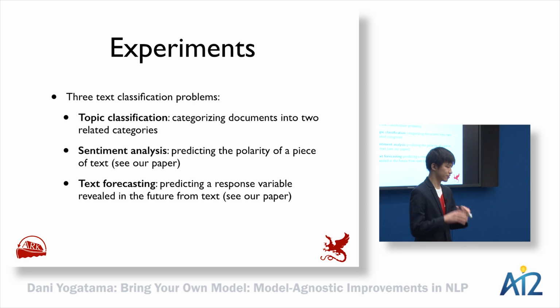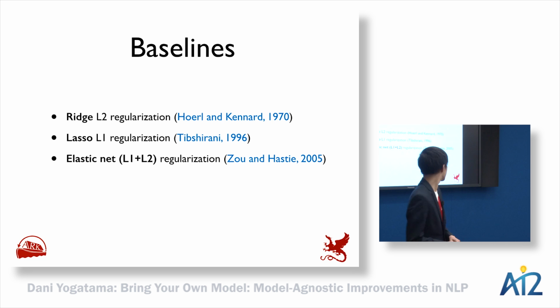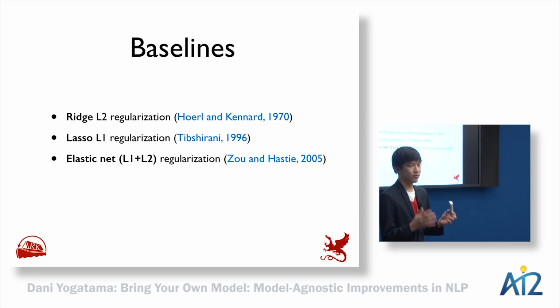Now let's move on to some experiment results. We did a lot of experiments, but in the interest of time, today I'm just going to show you the first one, topic classification. We compare with 3 different baselines: squared L2 regularization, L1, and elastic net. These are standard regularization functions that people usually use in NLP. They don't incorporate any kind of linguistic structures in the regularization. So these are just standard unstructured regularizers.